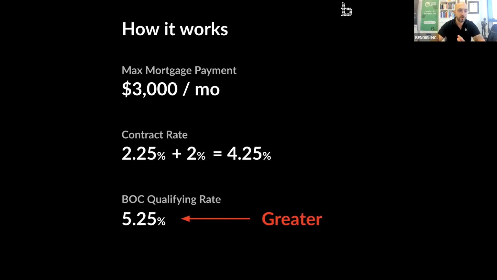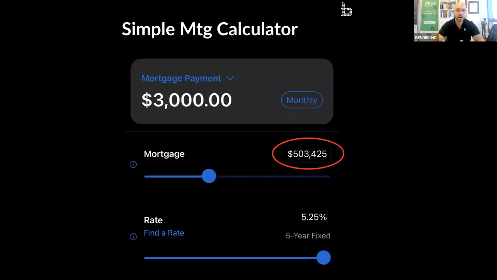So we know what our mortgage payment is, and we know the rate we have to go with. All you do is plug it into a simple mortgage calculator, and you move the slider around until you get exactly $3,000 mortgage payments. And that mortgage amount is the maximum mortgage you can afford, $503,425. So what the stress test tool does is simplify all that, plus more. I'm going to show you how that works in the stress test tool.